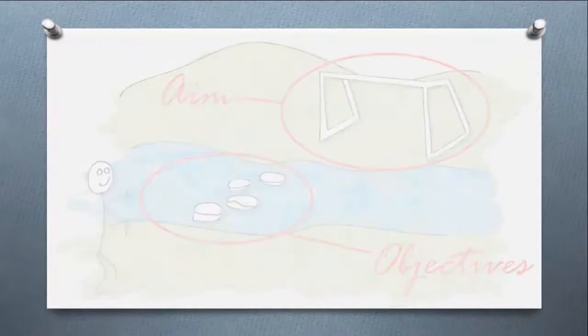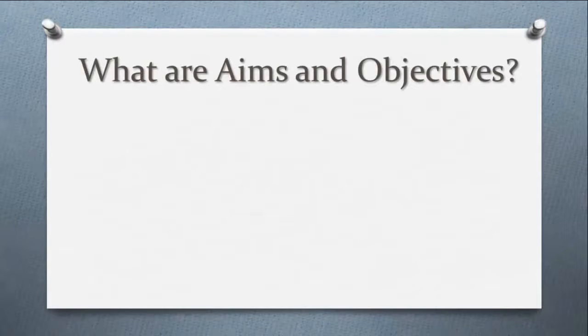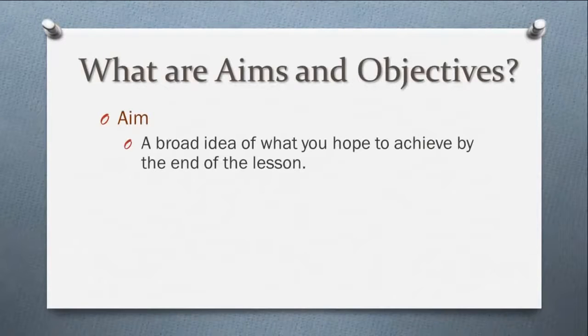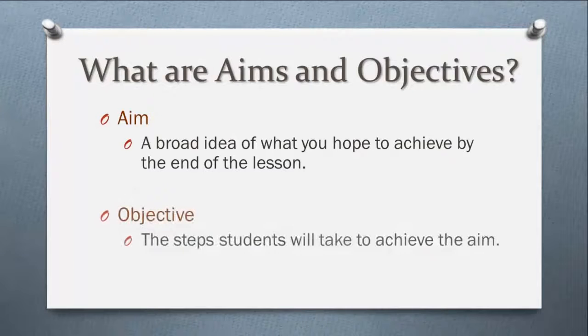So what are aims and objectives? Well, an aim is a broad idea of what you hope to achieve by the end of the lesson, and the objectives are the steps students will take to achieve the aim. One of the most important things about writing objectives is that they must be measurable. We will be looking at this later.